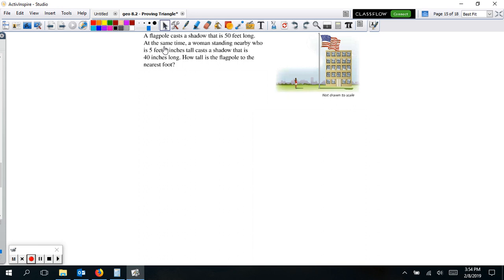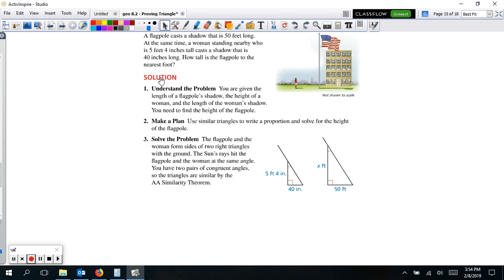At the same time, a woman standing nearby who is 5 feet 4 inches tall casts a shadow that is 40 inches long. Okay, so we can measure how tall she is, and we also can measure her shadow and figure out that's 40 inches long. We want to figure out how tall is the flagpole to the nearest foot. So that's going to take a long tape measure to try to figure out the length of that. So we can do this with similar triangles in the geometry that we're doing. So we're going to make two similar triangles, one from the woman here and one from the flagpole and its shadow.